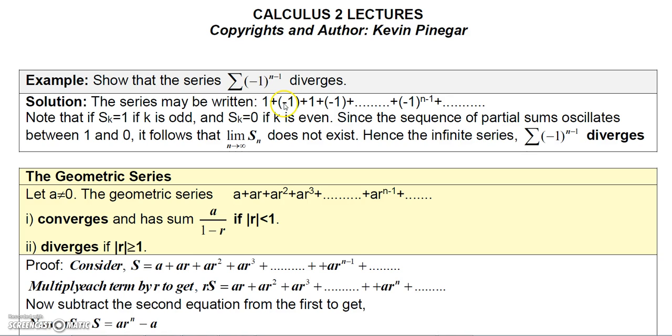If you take the first term, you get 1. If you take the first two terms, you get 0. If you take the first 3 terms, you get 1. If you take the first 4 terms, you get 0. If you take the first 5 terms, you get 1, and so forth. So the sequence of partial sums oscillates between 1 and 0. So therefore, the limit of the partial sums as n goes to infinity does not exist. Therefore, the infinite series must diverge.